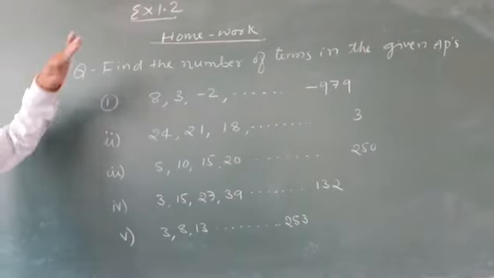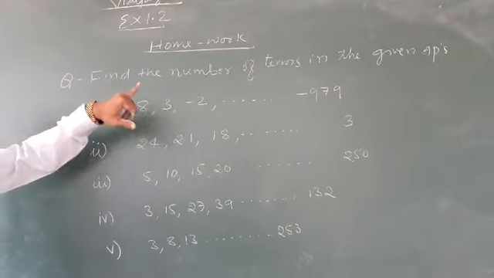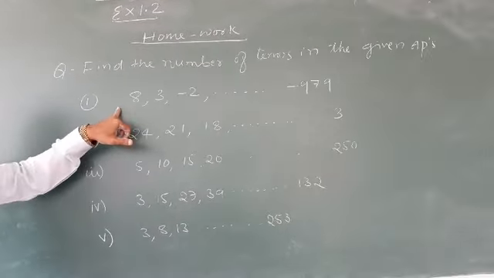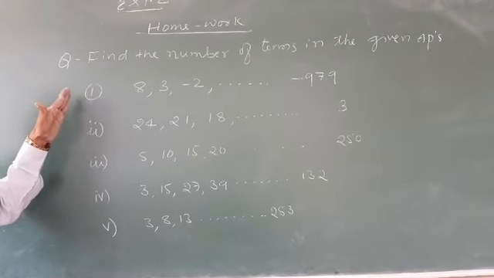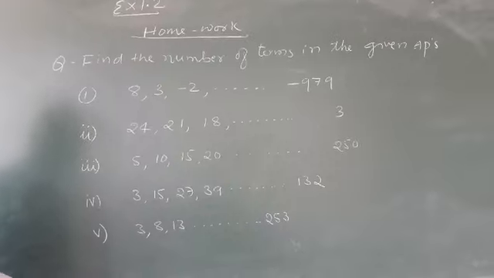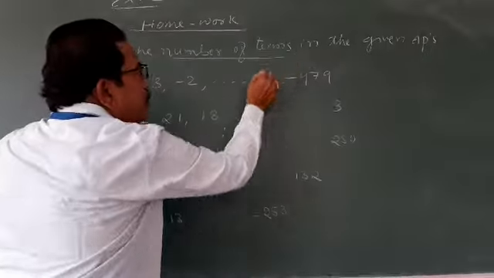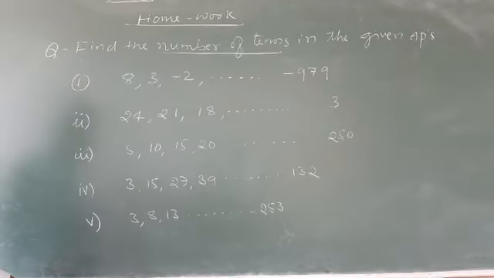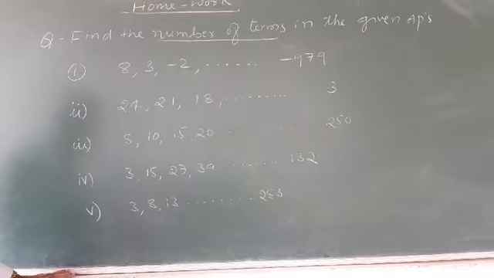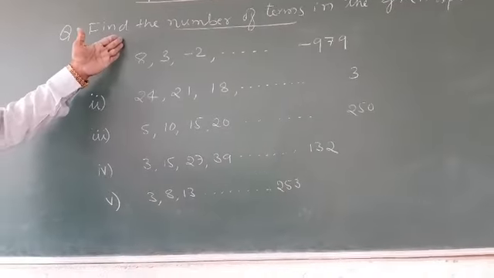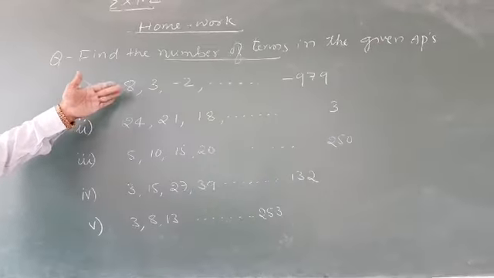You see the homework given. Find the number of terms in the given APs. 5 APs are given. You have to find n, the number of terms. So practice the problems that I have solved. Then solve these given sums as homework.